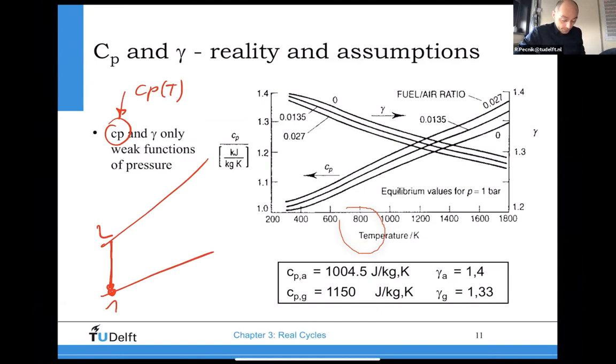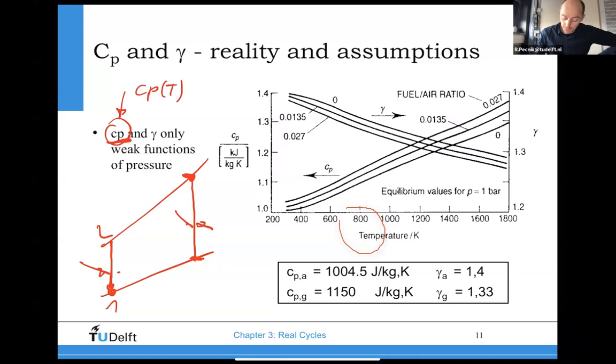Moreover, if you are in the turbine and you expand in the turbine, you see there's a large temperature difference from the inlet of the turbine to the outlet of the turbine, which means CP also changes. But moreover, the gas is not the same anymore as in the compressor. In the compressor, you have pure air, and here you have combustion products. So you have water vapor in there, you have CO2, maybe NOx in there, and the composition of the gas that goes through the turbine is very different, which means the CP here is also very different. So it's not the same anymore as here, and is also a function of temperature, as we know.